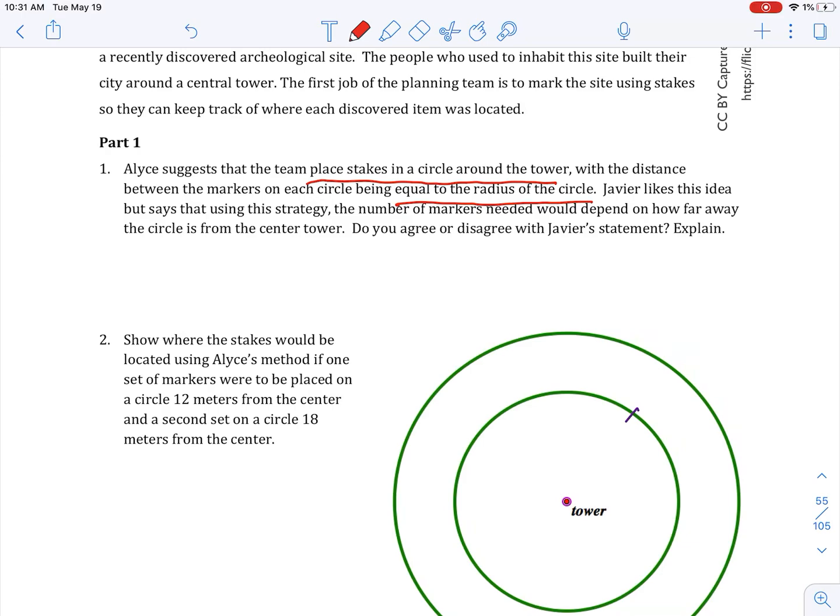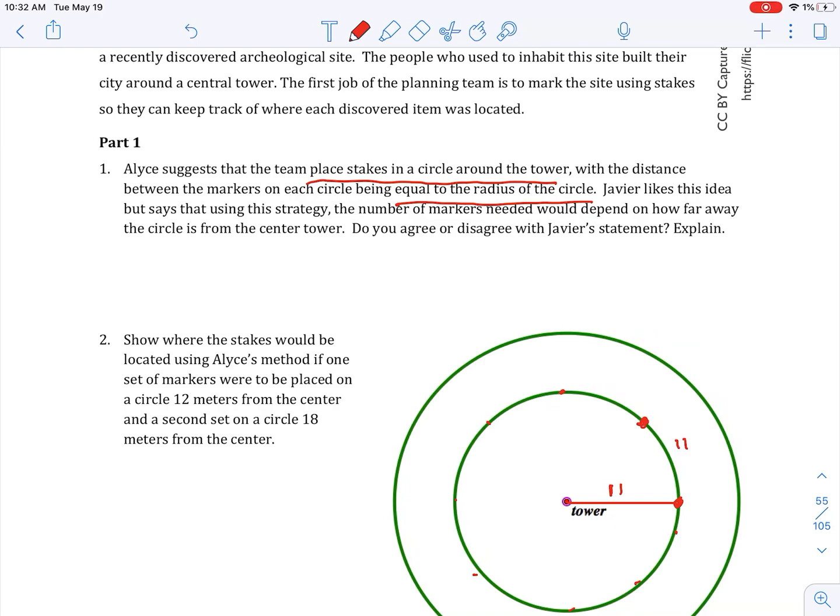So Alice's idea is we're going to take the radius, let's just say it's 1 here, and that's going to be the distance between each stake. So here's the first stake, here's the second stake, and since the radius is 1, that distance is 1. If the radius was 11, that distance is 11. Javier says, well, okay, first of all, how many can we get around there? How many 11s can we get around the circle? And would that be the same amount as a bigger radius, like 22 or something? So you may write down your thoughts on that, and of course we're going to answer it in 2.